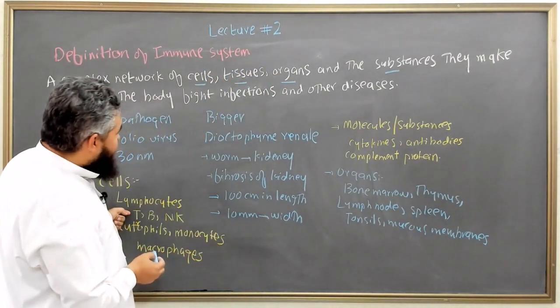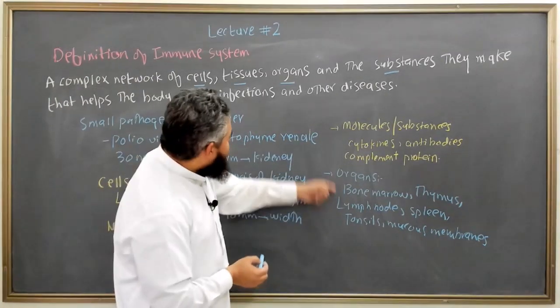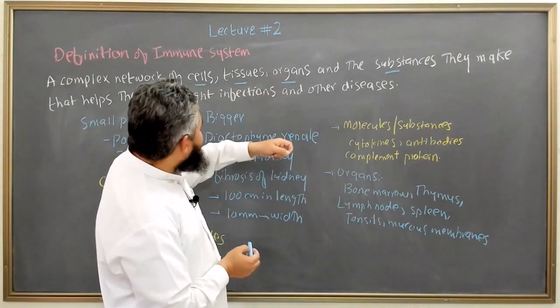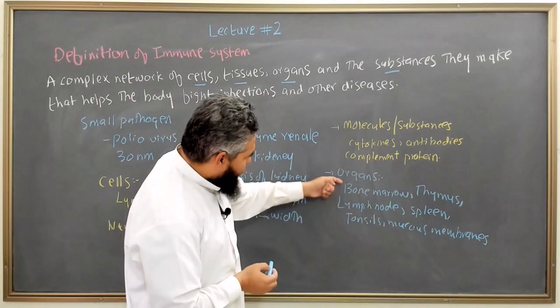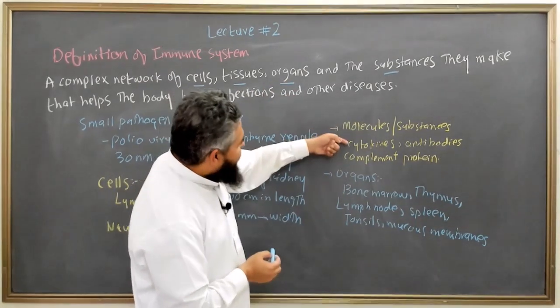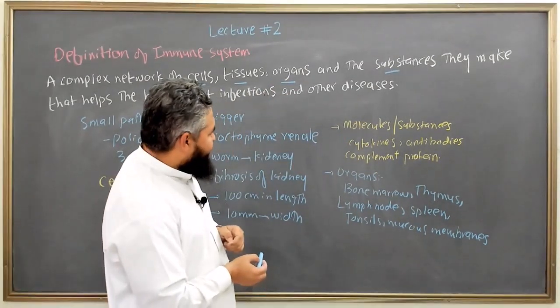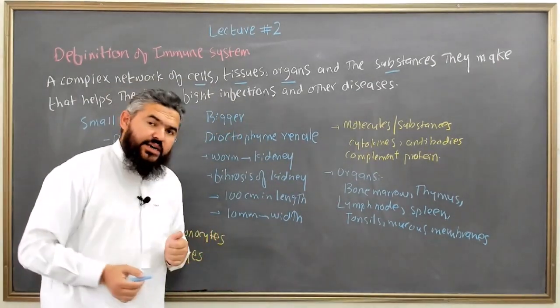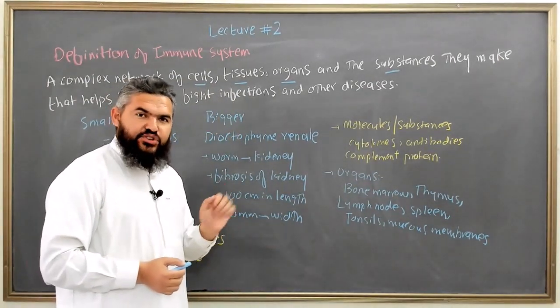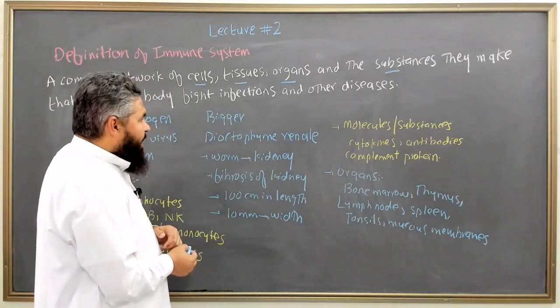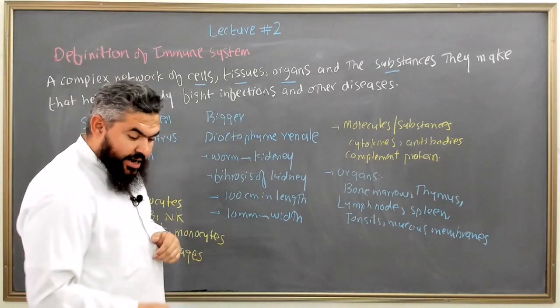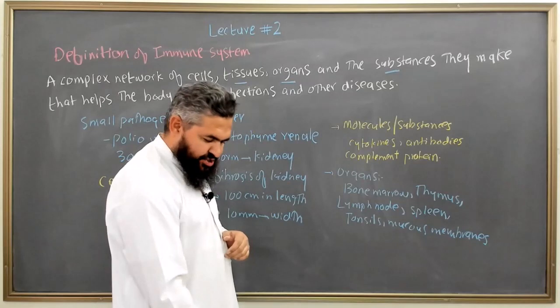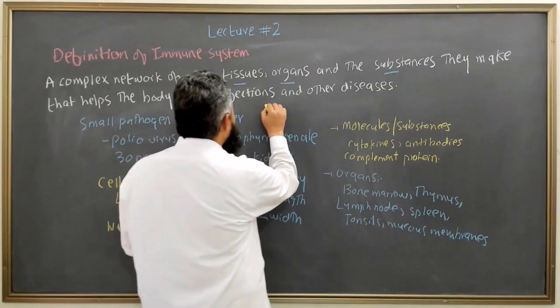Now, if you talk about the cells, tissues, organs, and substances, you've already seen them. These are the important cells. These are the important organs of the immune system. Of course, they are going to make the tissue as well. And these are the important substances that are produced by these cells and organs, which make the complex network of the immune system.